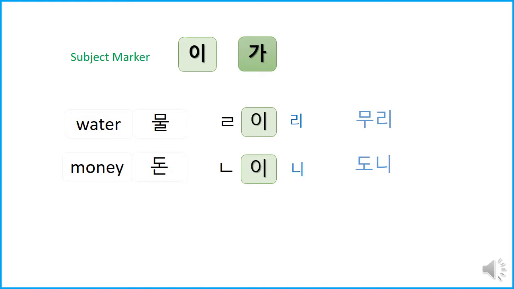So 돈이 많아요. There's a lot of money. Is there a lot of money? 돈이 많아요? The third word, another important word, time.